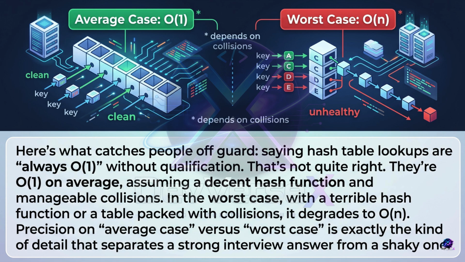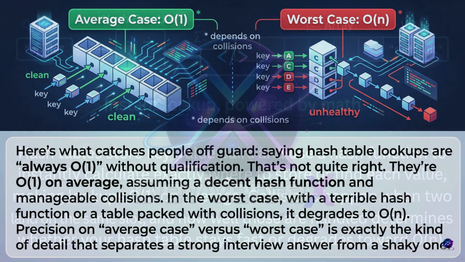Here's what catches people off guard: saying hash table lookups are always O(1) without qualification. That's not quite right. They're O(1) on average, assuming a decent hash function and manageable collisions. In the worst case, with a terrible hash function or a table packed with collisions, it degrades to O(n).